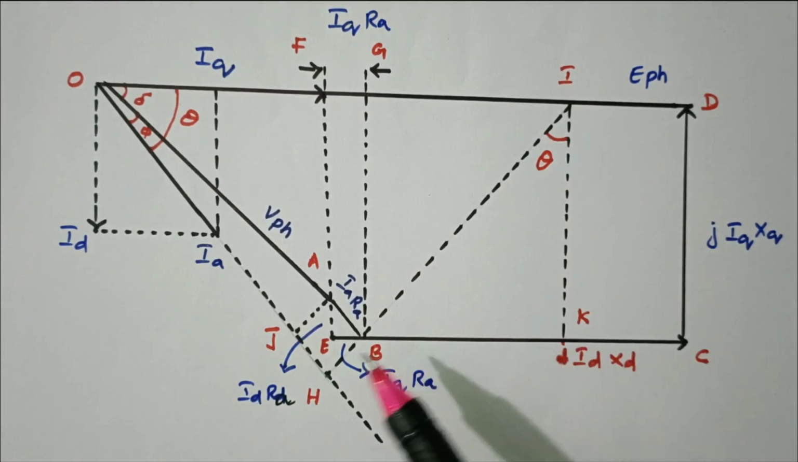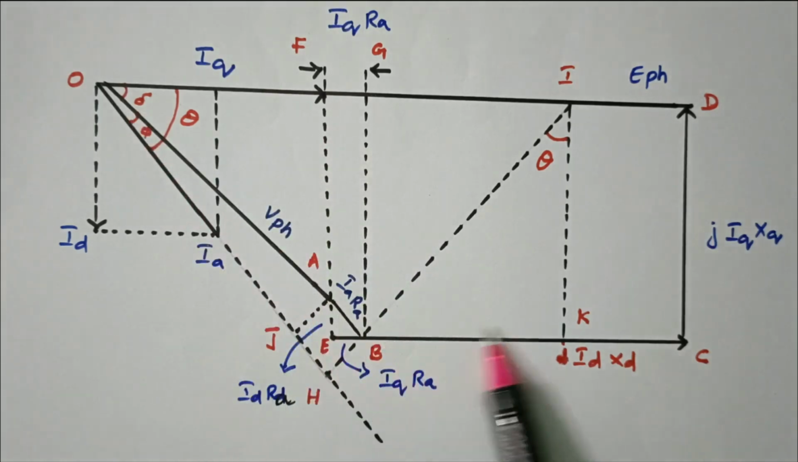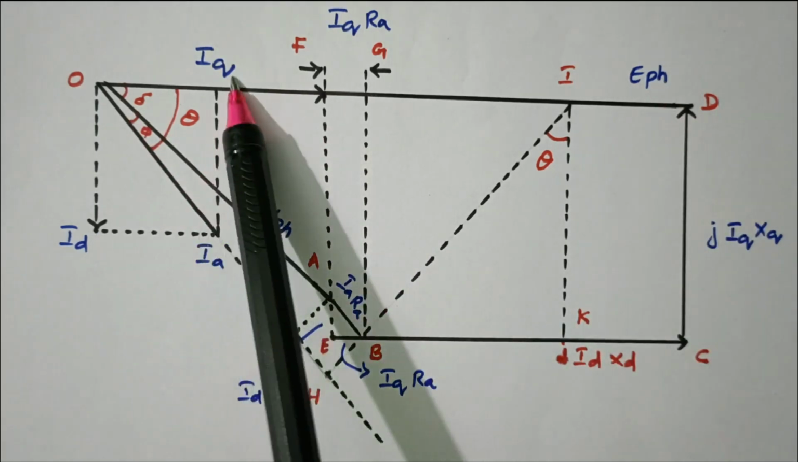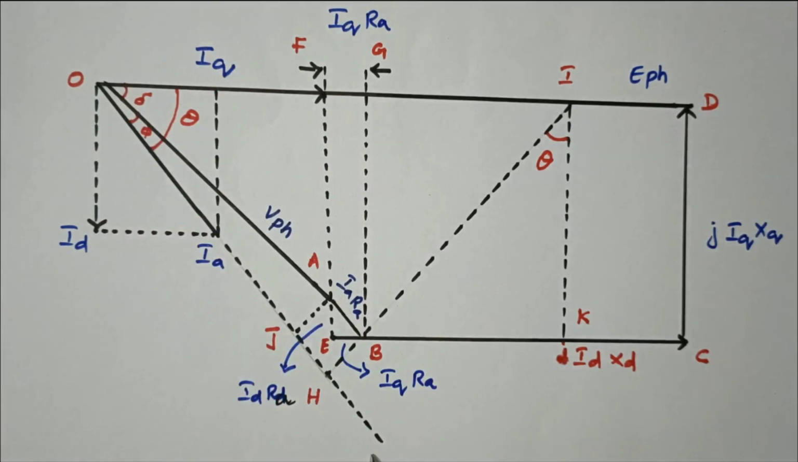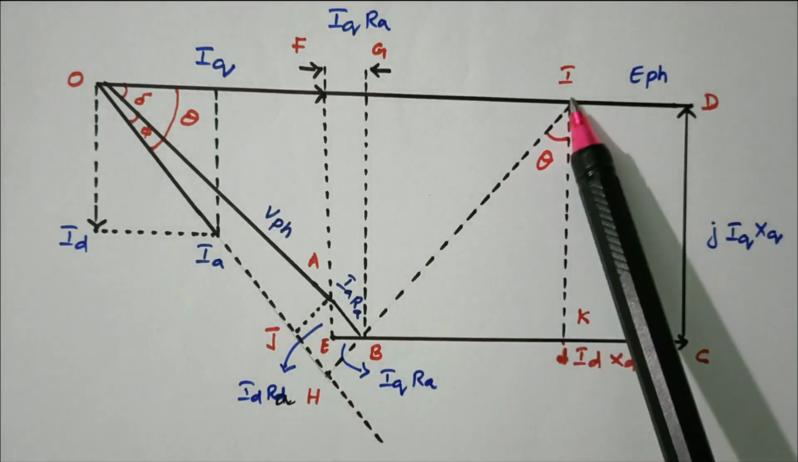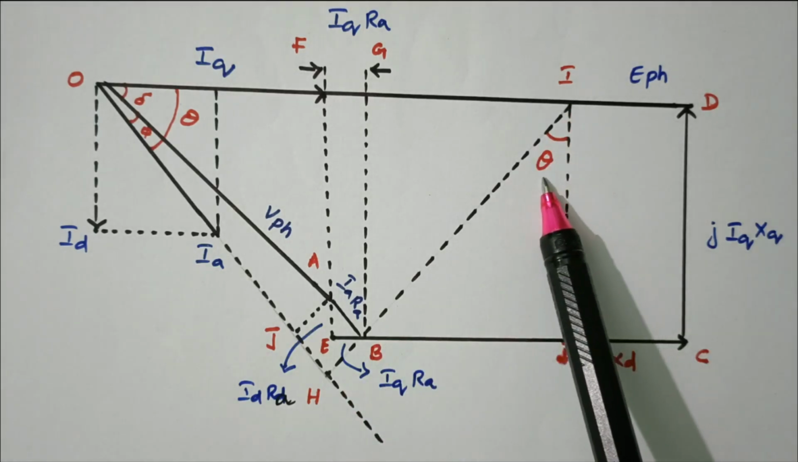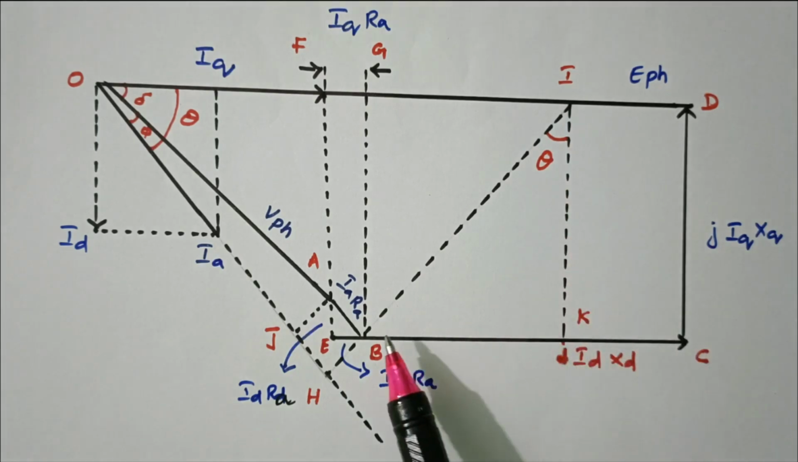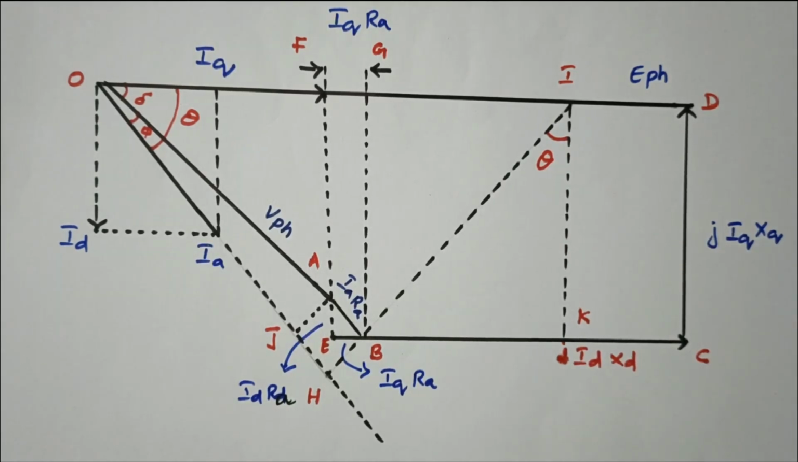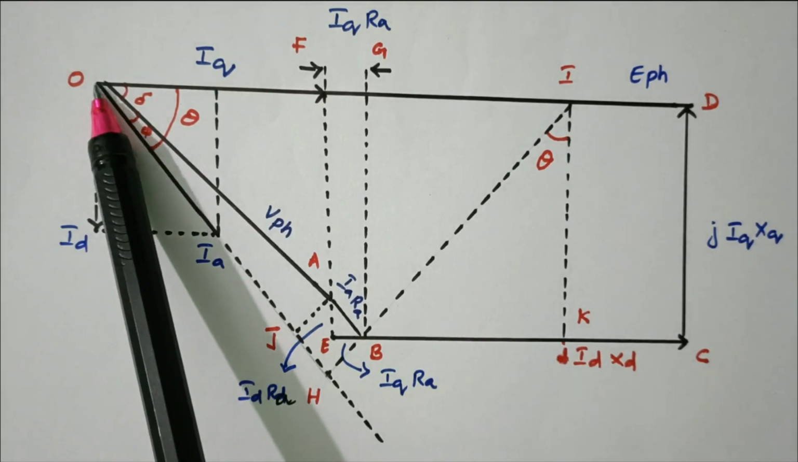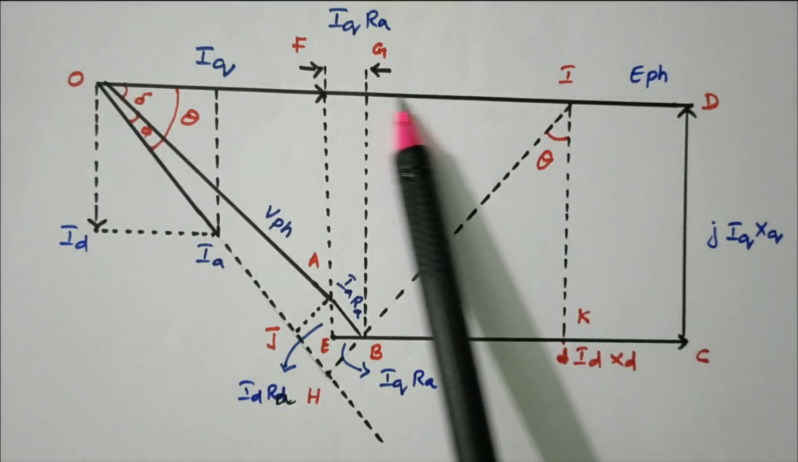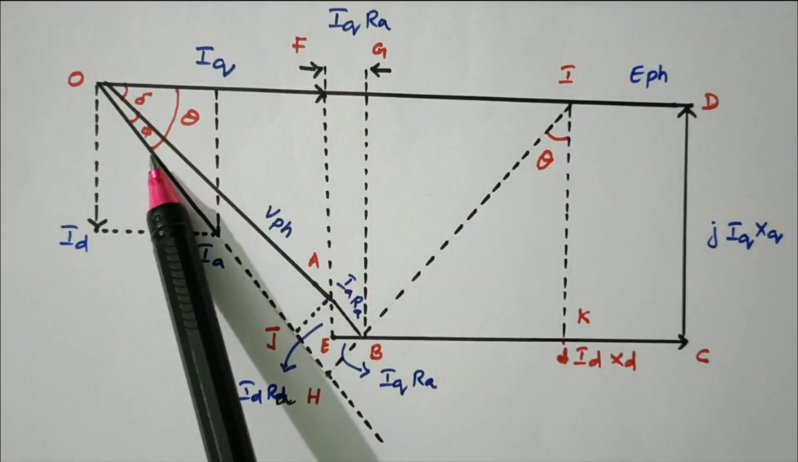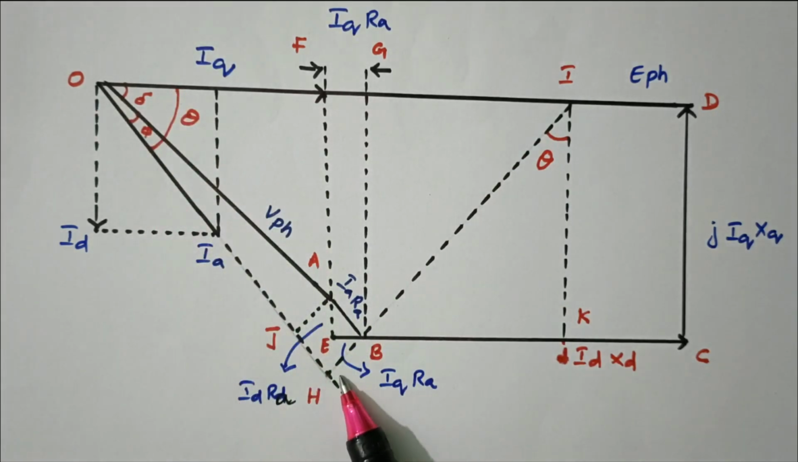So first we discuss the total EMF. Next we discuss this Ia. Third, we extend the line so that we get this triangle BIK. From that, using angle theta, we are able to find the value of BI. So in the fourth step, consider the triangle OHI with an angle theta. Using this triangle we are able to find the value of HB. This value is calculated using this triangle.